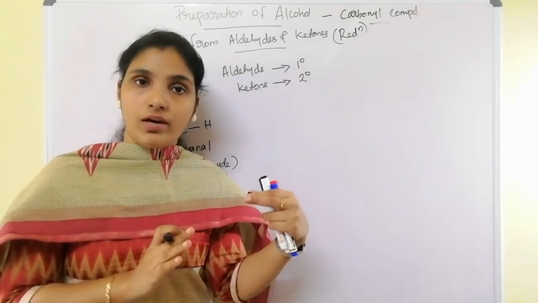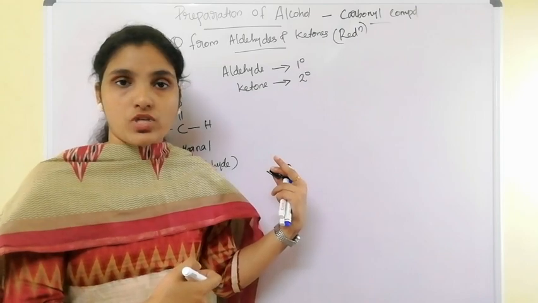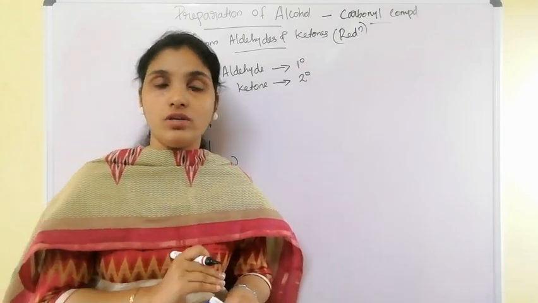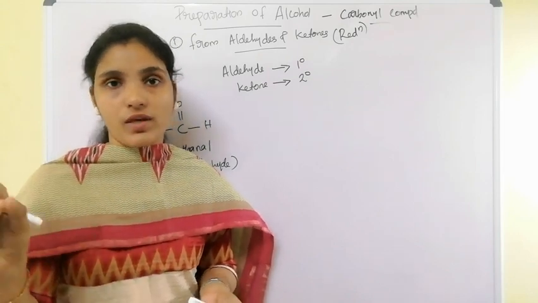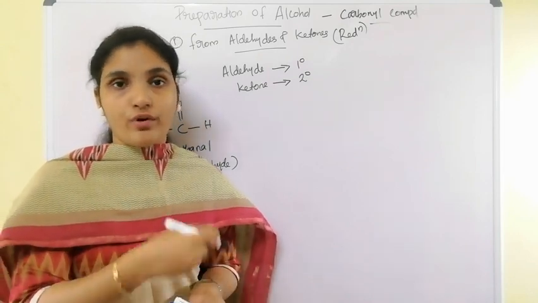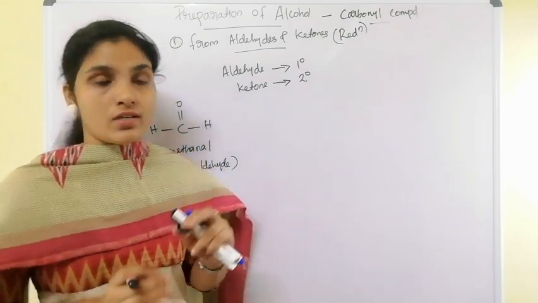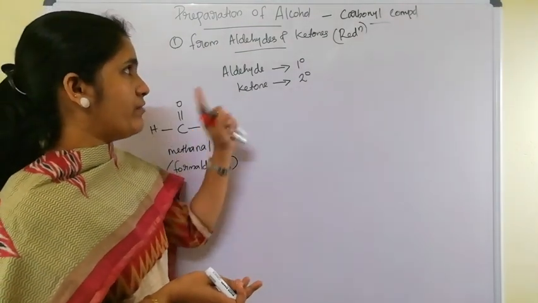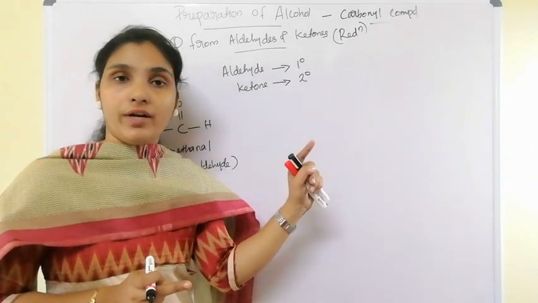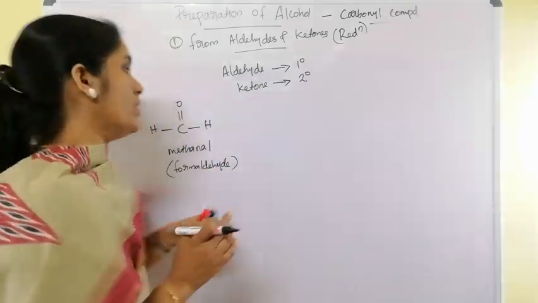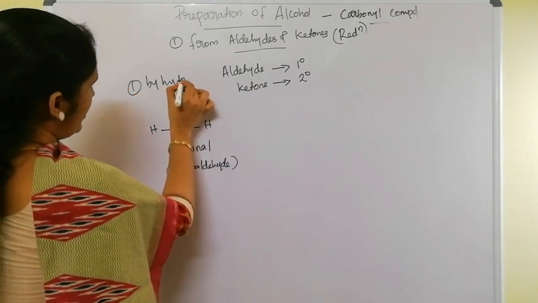This reduction can be done mainly in two ways. One is direct hydrogenation, that is the normal hydrogenation, addition of hydrogen in presence of nickel, palladium, platinum catalyst. And the second way of reduction is using a reducing agent. So children understand, alcohol can be prepared from aldehydes and ketones generally by reduction. Reduction can be done in two ways. First one is by hydrogenation.